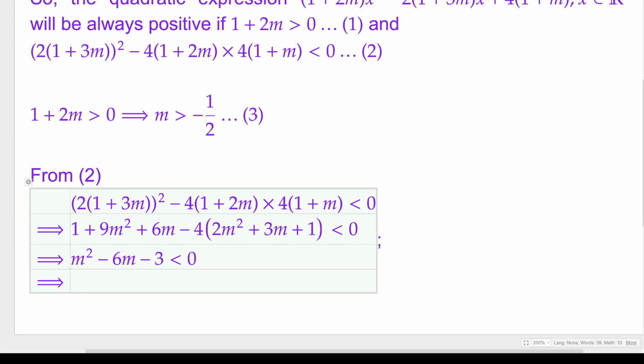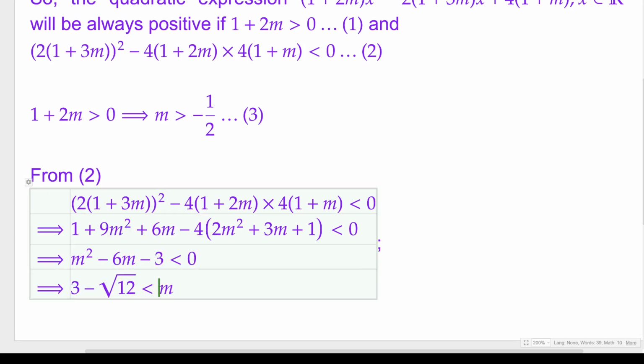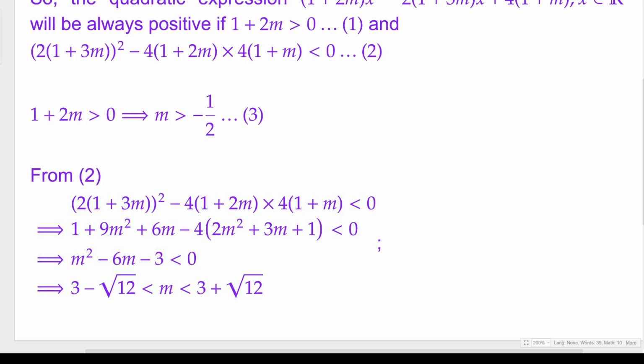Now if I consider this as a quadratic equation, we get two values for m, that is 3 + √12 and 3 − √12. So m has to be greater than 3 − √12 and less than 3 + √12. This is the lower and upper bound. If you observe, 3 − √12 is 0 point something, and 3 + √12 is 6 point some number.